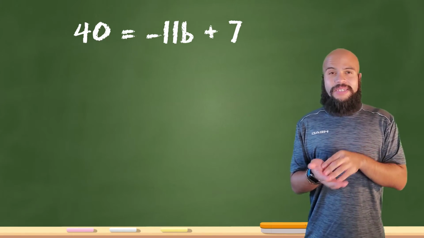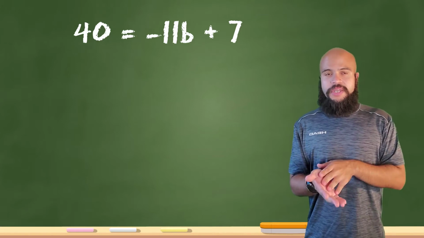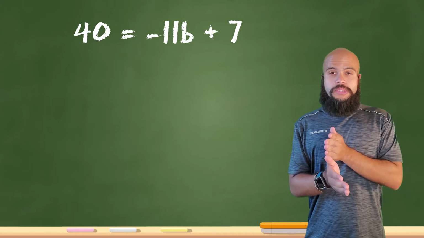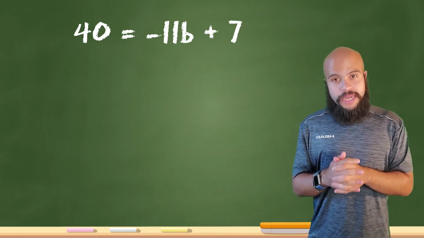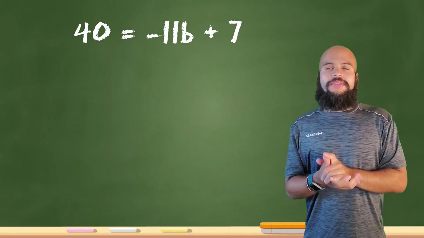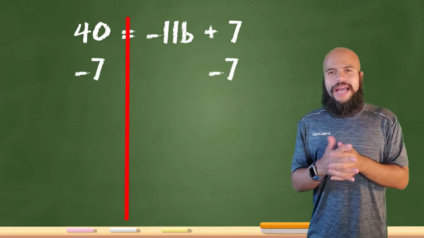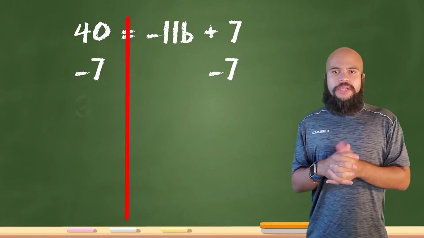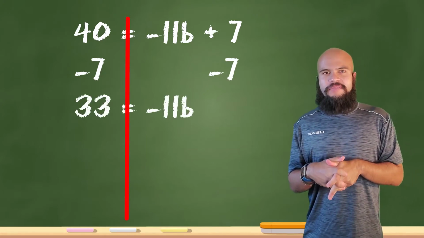Remember, the negative 11 is attached to b as a coefficient, and you want to work from further away from the variable to closer when you are trying to isolate the variable in an equation. To get rid of the 7, I can either subtract 7 from both sides or add a negative 7 to both sides. This results in an equation of 33 equals negative 11b.